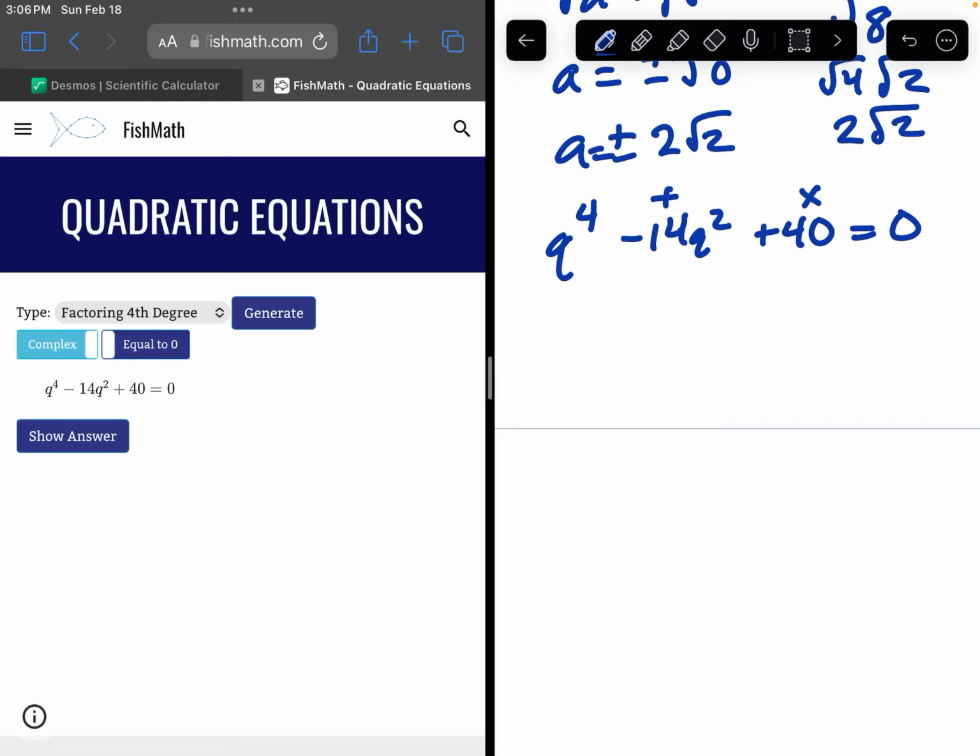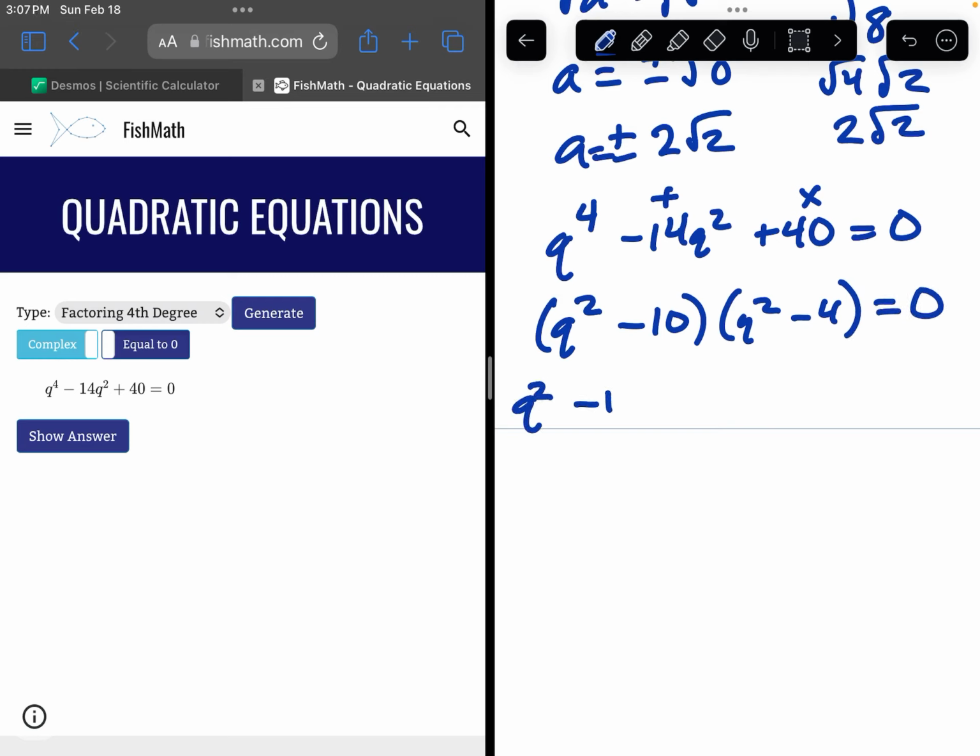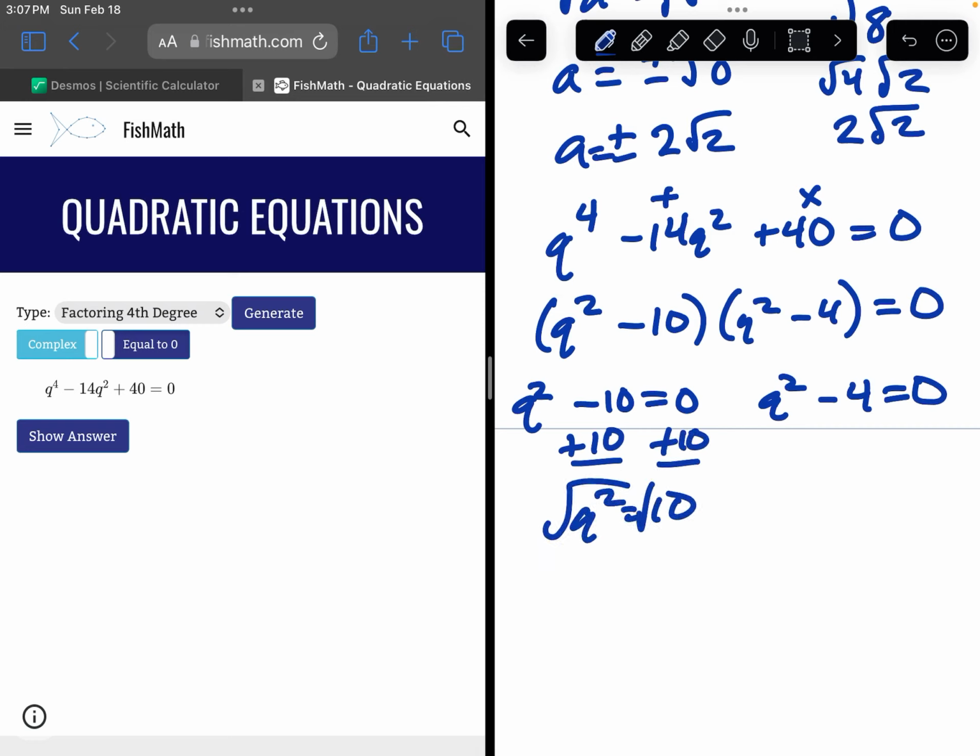So multiplying to 40, adding to negative 14, that would be two negatives, so negative 10 and also negative 4. So we're not going to have any complex answers this time, but we are going to have some rational and irrational answers. This one, if I add this over, q squared would equal 10, square root, plus or minus. q would equal plus or minus the square root of 10. No way to simplify that.